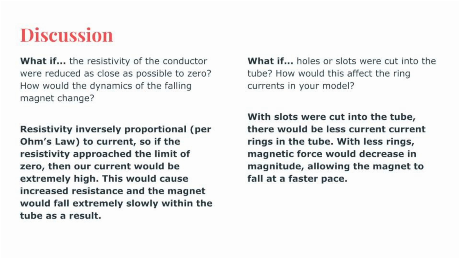If holes or slots are cut into the tube, then the current rings would be lessened, and therefore the magnetic force would decrease in magnitude, allowing the magnet to fall at a faster pace. This concludes my Lab 5 for Physics 2212.